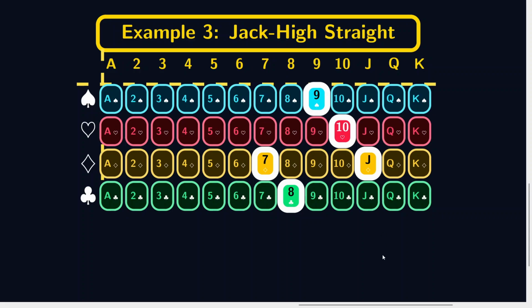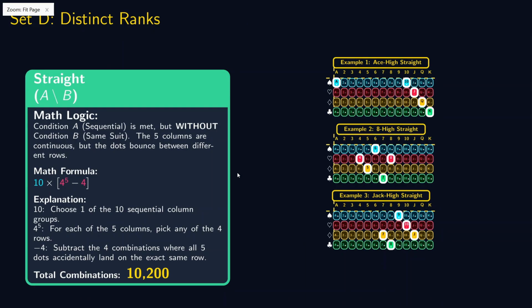That combination of column order and row freedom is the defining character of this hand. Now let us build the formula. And just as with the flush, we are going to use subtraction to make sure we do not accidentally include hands that belong to a different category. We write the formula as 10 multiplied by the quantity 4 to the 5th power, minus 4. Let us unpack each piece.